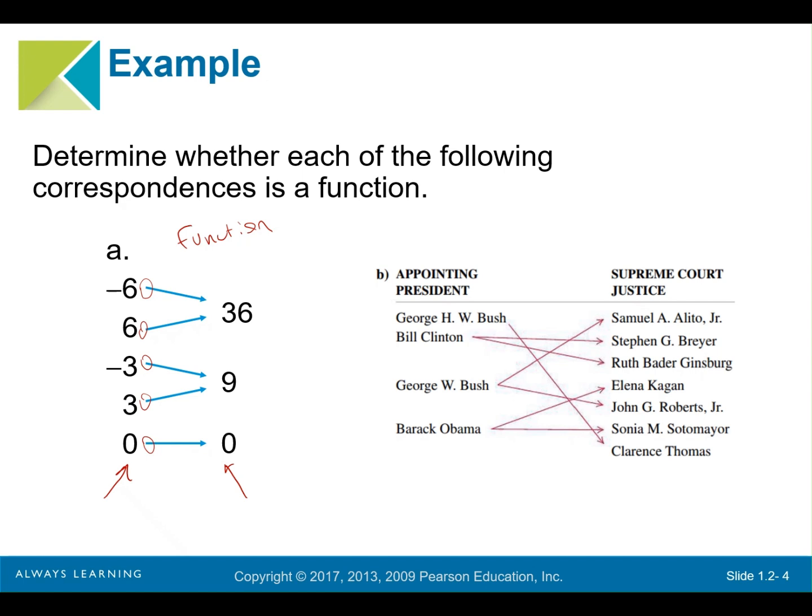Now let's look at side B. When you look, you see that George Bush has one arrow, which is great, but Bill Clinton, the other George Bush, and Barack Obama each have two arrows leaving their side. So this one is not a function. All right. So basically what you're looking for is two arrows leaving the left-hand side, or one for each of the items there.